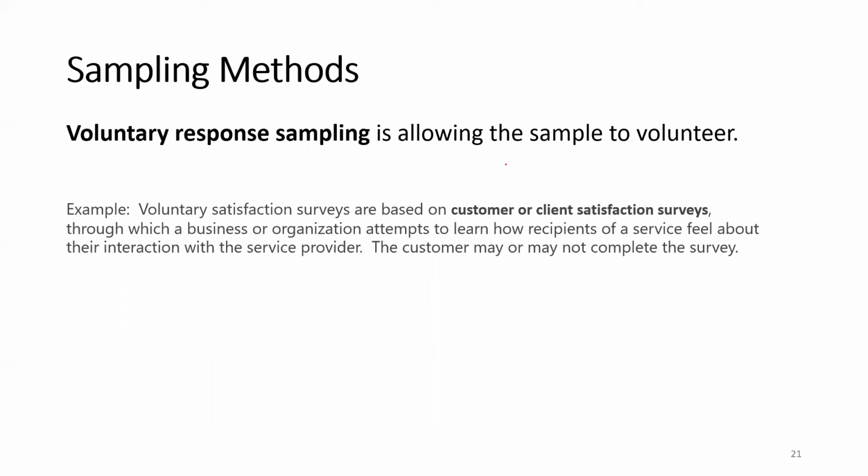Voluntary response sampling is allowing the sample to volunteer. You've probably heard of customer or client satisfaction surveys, in which customers are given an opportunity to respond to a survey and give their opinion, and the customer may or may not complete the survey. Of course, very often a customer might want to go to a website to give his feedback, and that's still voluntary.